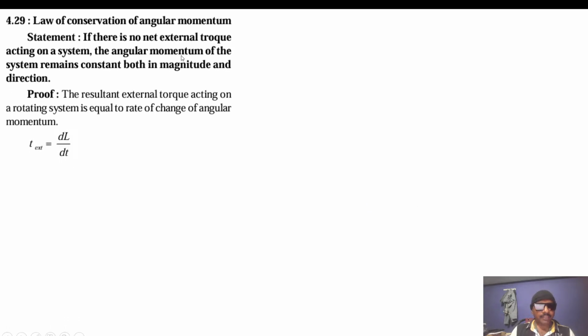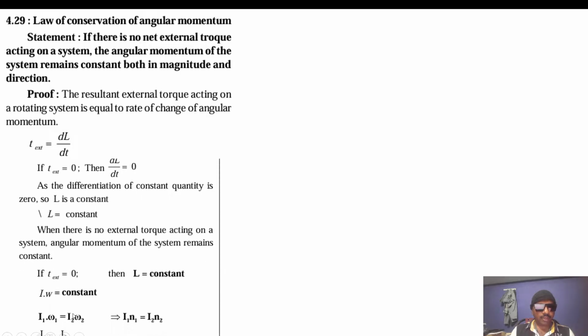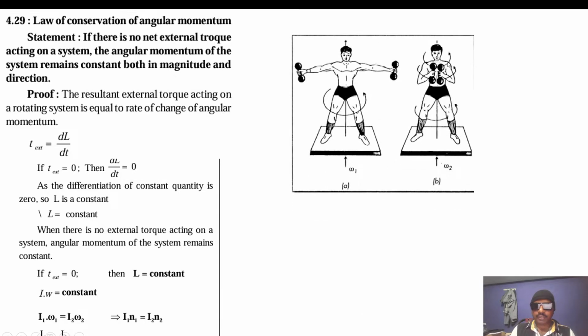Next, law of conservation of angular momentum. Already I told you. So this is moment of inertia and angular velocity. While rotating, when he was stretching his hands, moment of inertia is increasing and angular velocity is decreasing. While closing the hands, moment of inertia is decreasing and angular velocity is increasing.